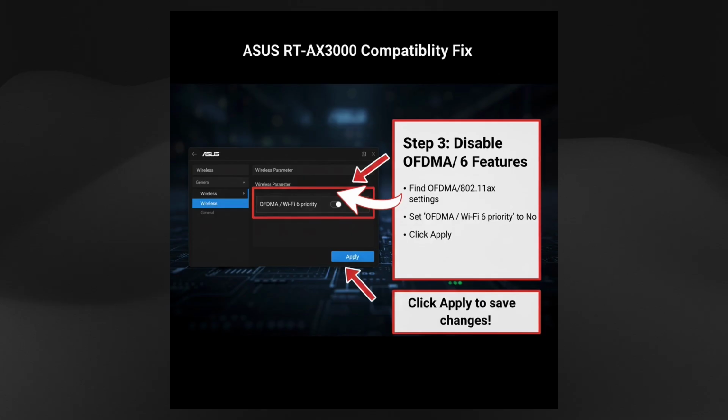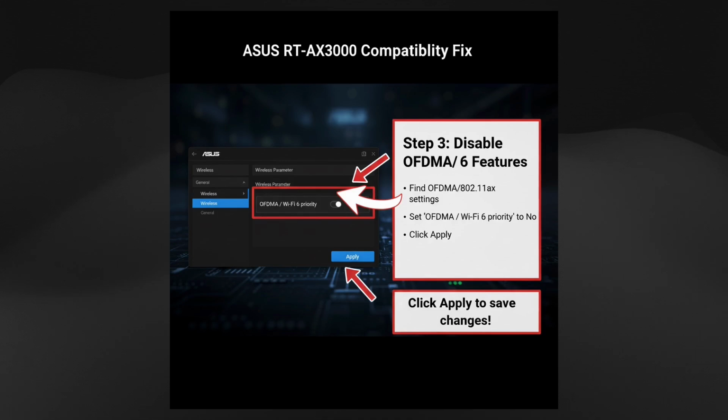In the Wireless General settings, scroll down to find options related to OFDMA or Wi-Fi 6. For compatibility with older devices that might struggle with the newer Wi-Fi 6 features, it's often helpful to disable OFDMA and any other explicit 802.11ax specific options you see.